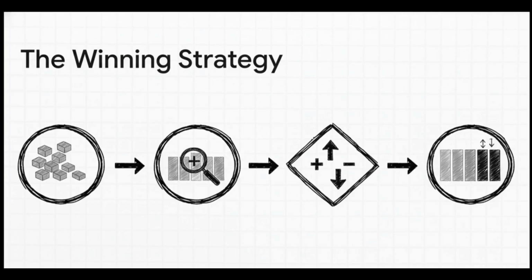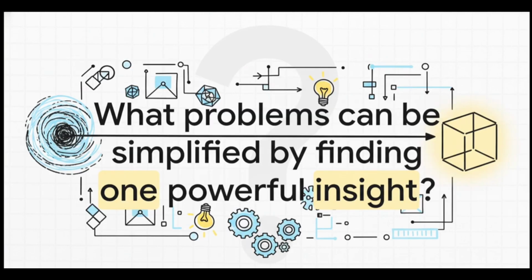By doing that, we get to ignore half the data and turn a total nightmare of a problem into an elegant, super fast solution. And really, this idea of finding the hidden simplicity, it's not just for coding puzzles. It's a fundamental skill for solving any kind of problem. So the question I want to leave you with is this. What complex problem, maybe in your own work or life, could be totally transformed if you just found that one powerful, simple insight? Think about it.